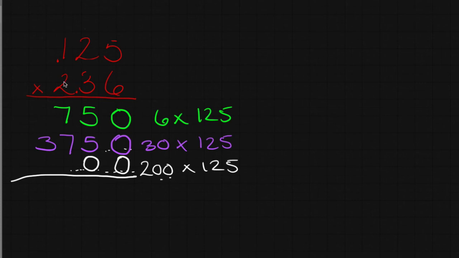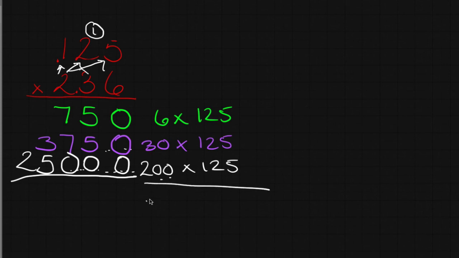Now I'm going to do 2. Oops, let me undo that. Get back to my pen. I'm going to do 2 times 5. 2 times 5 is 10. Carry the 1. I'm going to do 2 times 2. That's 4, plus 1 is 5. And finally, I'm going to do 2 times 1 is 2. Adding all of these up should get me 236 groups of 125.